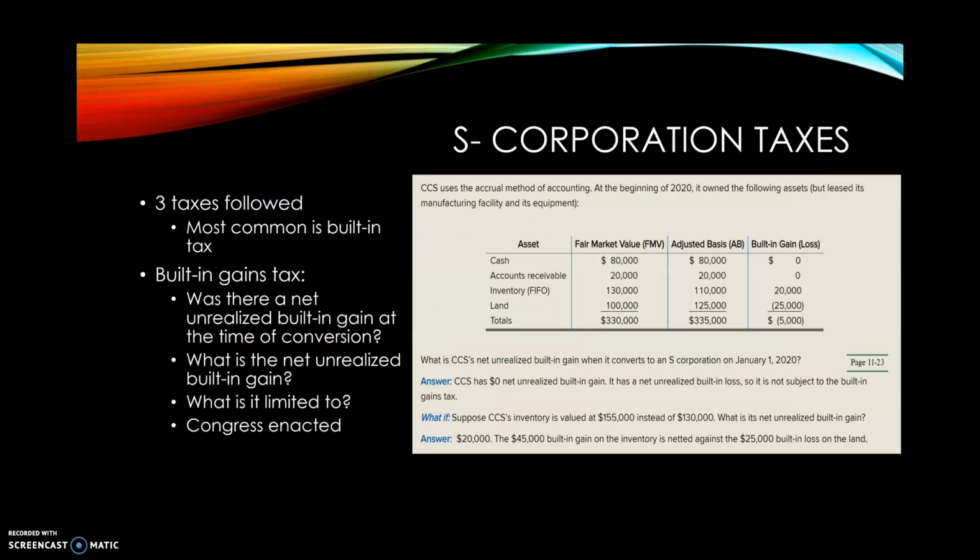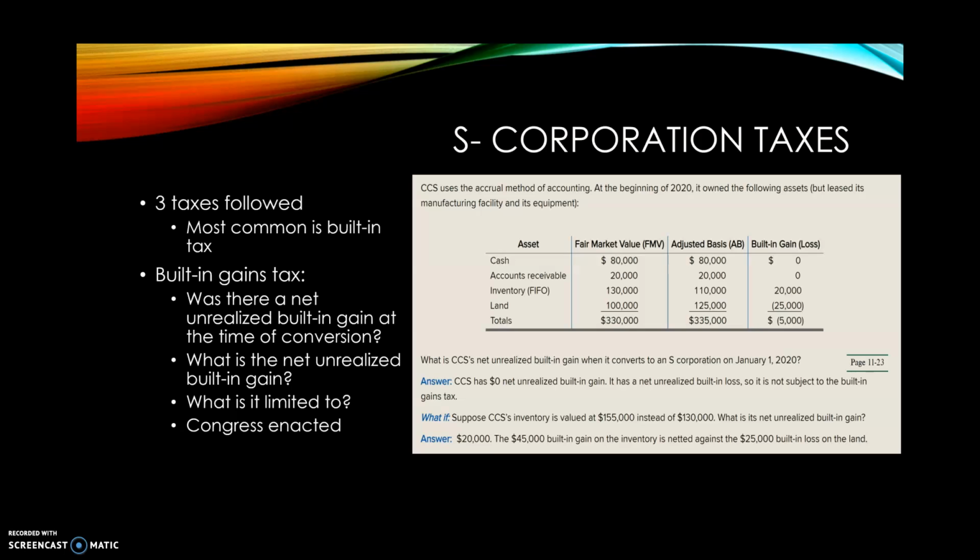So there are three different taxes most commonly paid by S corporations. The built-in gains tax is going to be what is used most. However, there are two others. It's going to be the excess net passive income tax and the LIFO recapture tax.